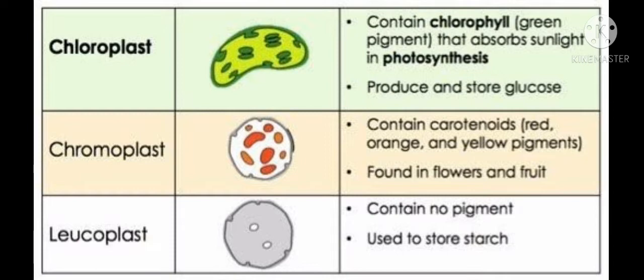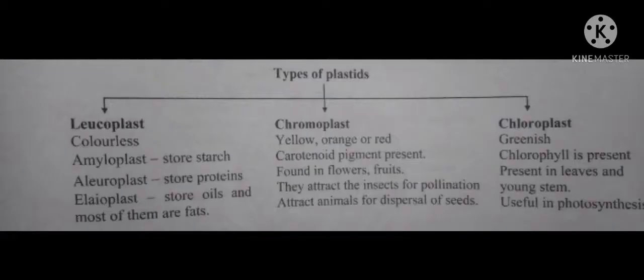So these are the three main different types of plastids. See in this chart, I have given three different types of plastids: leucoplast, chromoplast, and chloroplast. As you know, the leucoplasts are the colorless ones, with three types: amyloplast, aleuroplast, and elaioplast. According to the function, chromoplasts have colored pigments, yellow, orange, and red carotenoid pigments, found mostly in flowers and fruits. They attract insects for pollination and attract animals for the dispersal of seeds. They have this particular function because of the color of the carotenoids.